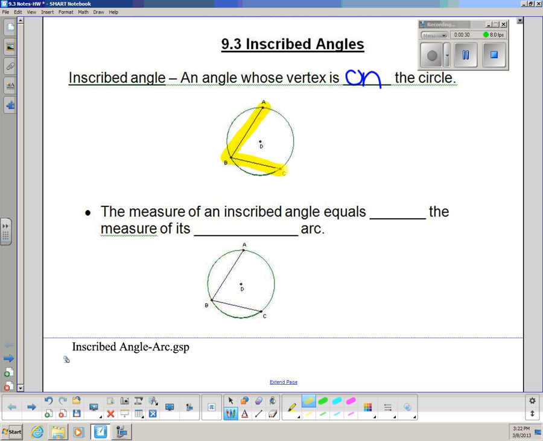Now, the measure of the inscribed angle has a relationship with the arc it sits in. So we still have inscribed angle ABC, and if you take a look at the arc that's in between the two sides, that arc happens to be from A to C. We call that arc the intercepted arc. We're going to take a look at what happens with the measures of the inscribed angles and the measures of their arcs. So let's come down here.